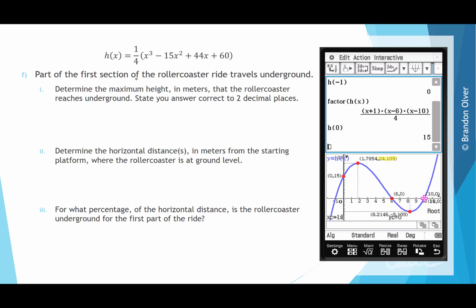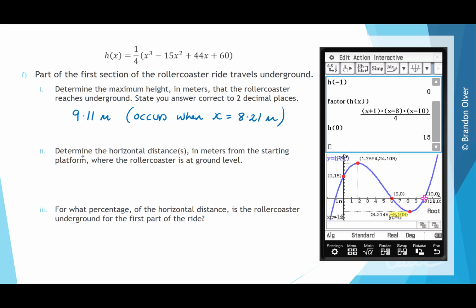For part F, the first section of the roller coaster ride travels underground. Determine the maximum height in meters that the roller coaster reaches underground. State your answer correct to 2 decimal places. Once again on the CAS calculator, we can see down here that the minimum value, so the maximum amount it goes underground, is -9.109. So the maximum height underground is a positive quantity, so it's 9.11 meters, and this occurs when x is equal to 8.21 meters horizontally away from the starting platform.